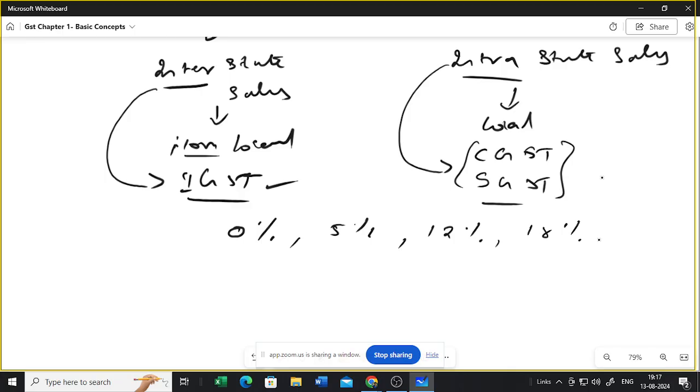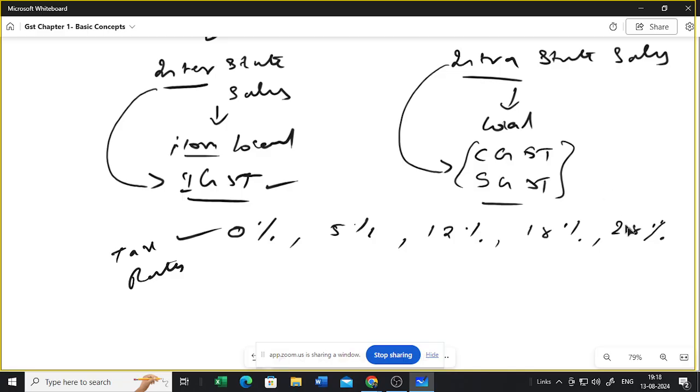18%, next 28%. These are the tax rates we usually find outside, but there are some tax rates that depend upon their business registration, which we can discuss later. Basically, these are the tax rates we deal with in GST normally.